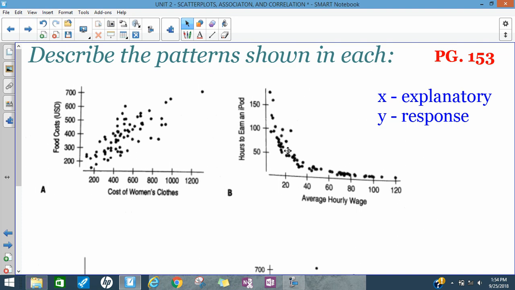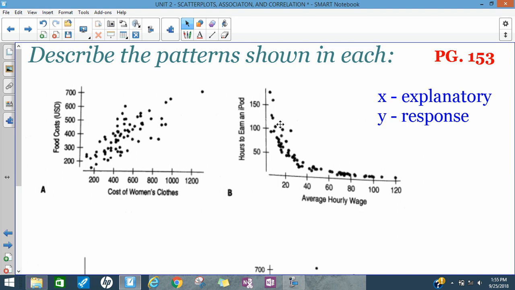So we want to describe some of these scatter plots, and just a quick side note: the x variable, or the x-axis, we call the explanatory variable. The y-axis we call the response variable. If we look at plot A, the relationship between women's clothes costs and food costs, we can see that it has a positive relationship. It's linear. We have a straight line path forming, and we would say that it has moderate strength. There are areas where some of these data points aren't packed in as tightly, so it's not really strong, but it's a moderate strength, positive linear relationship.